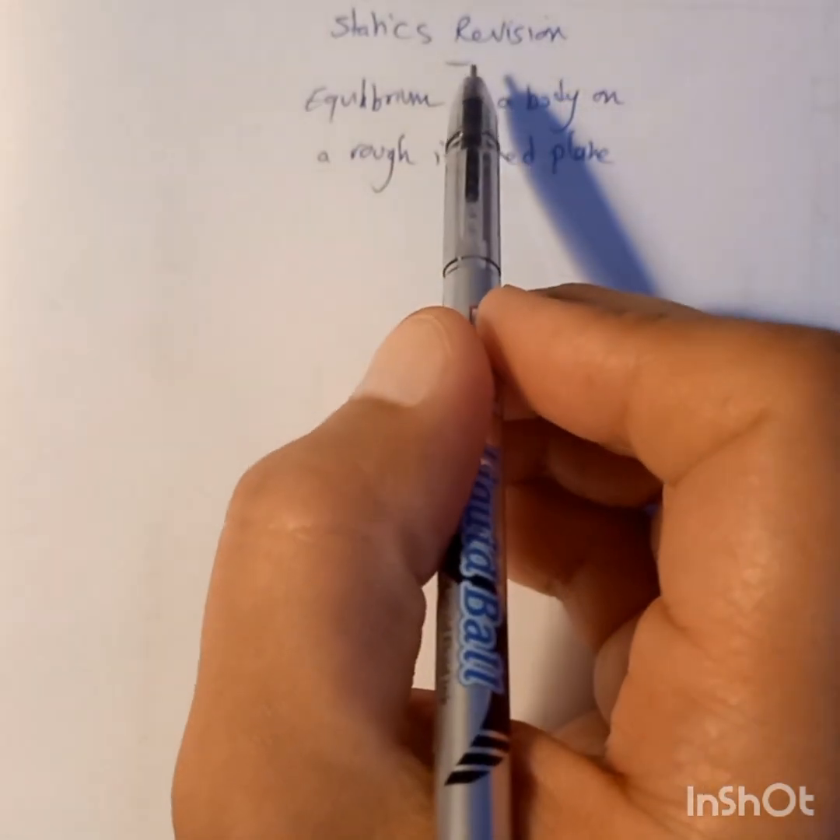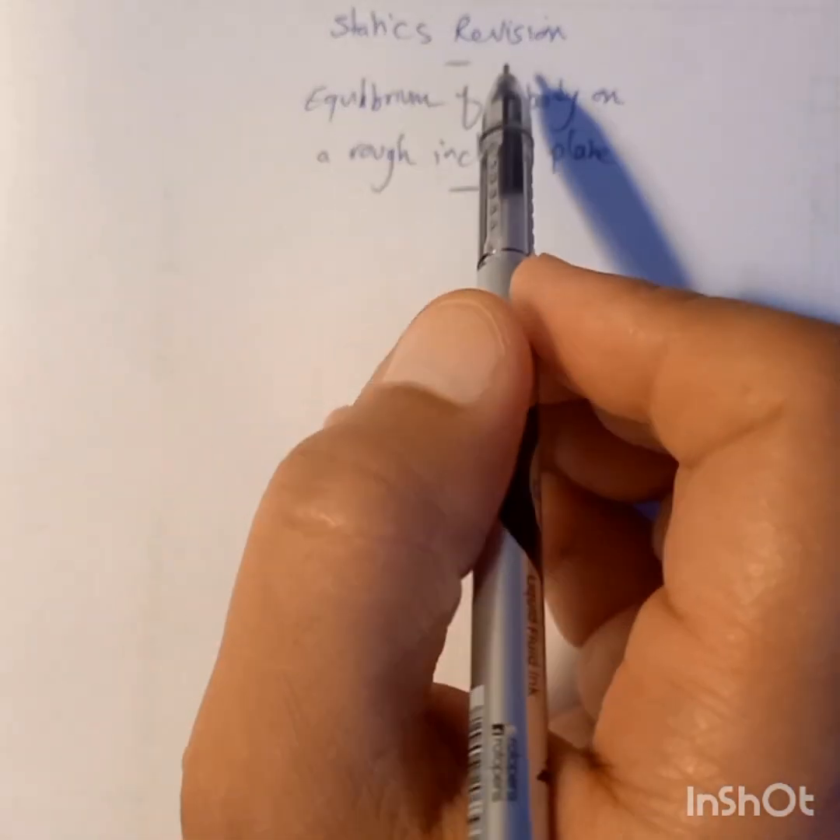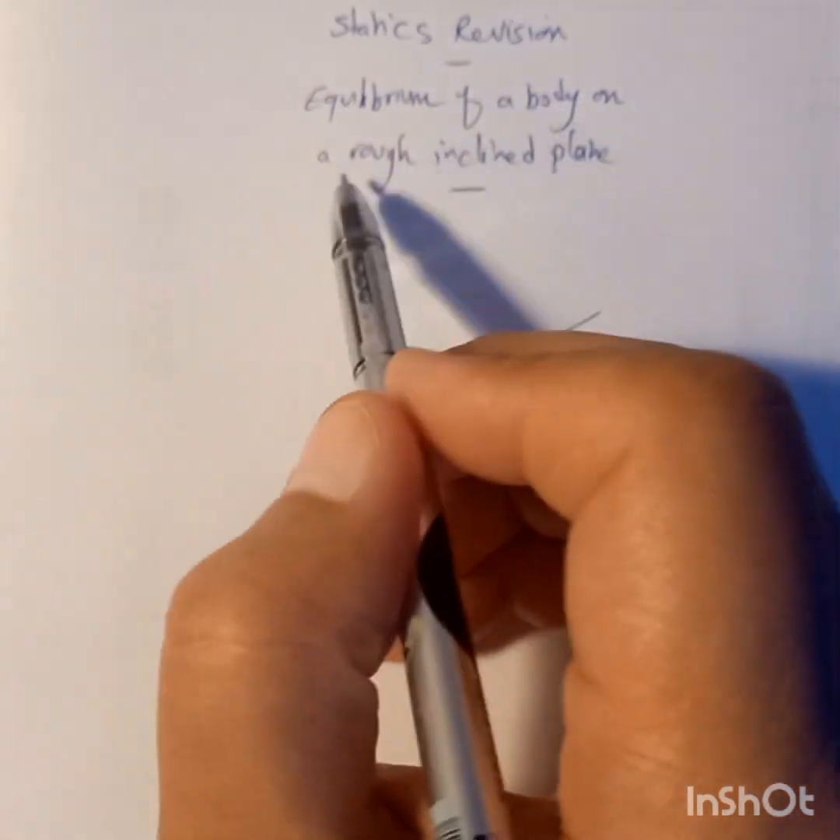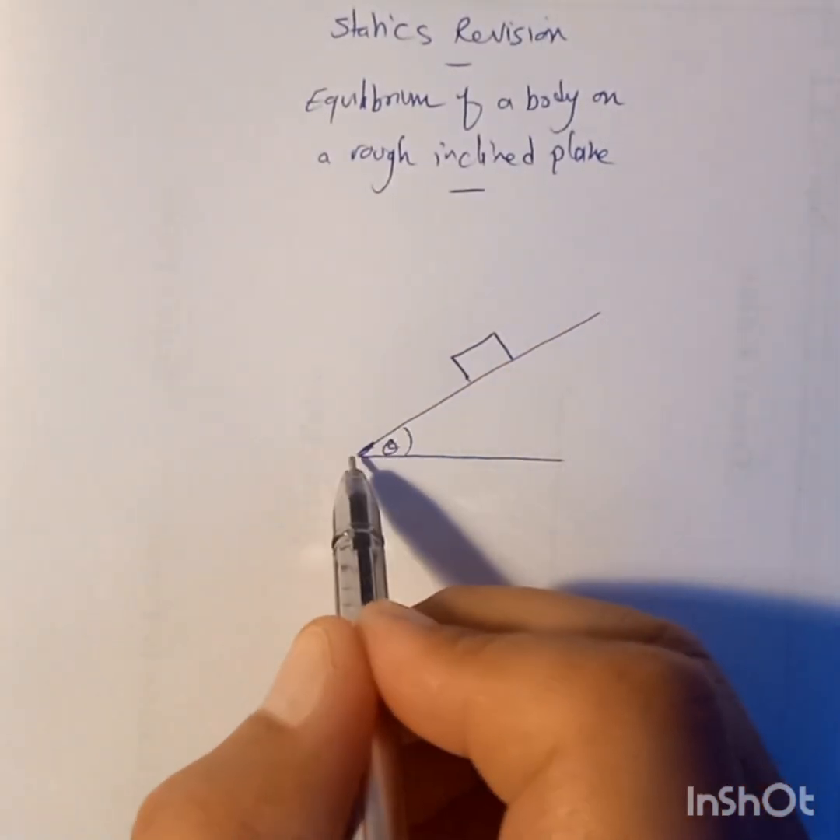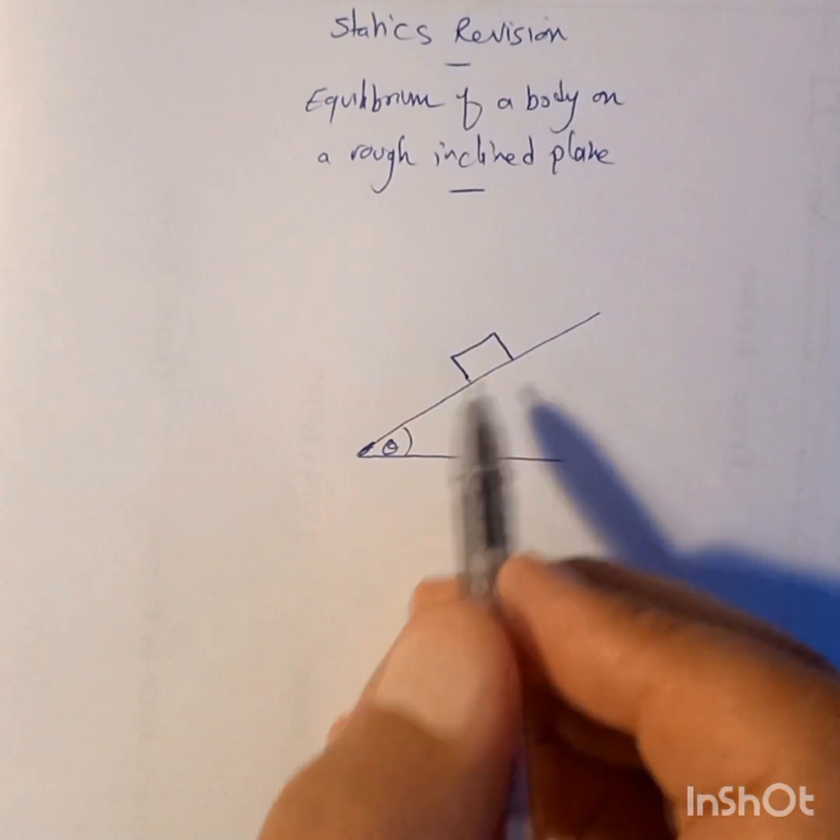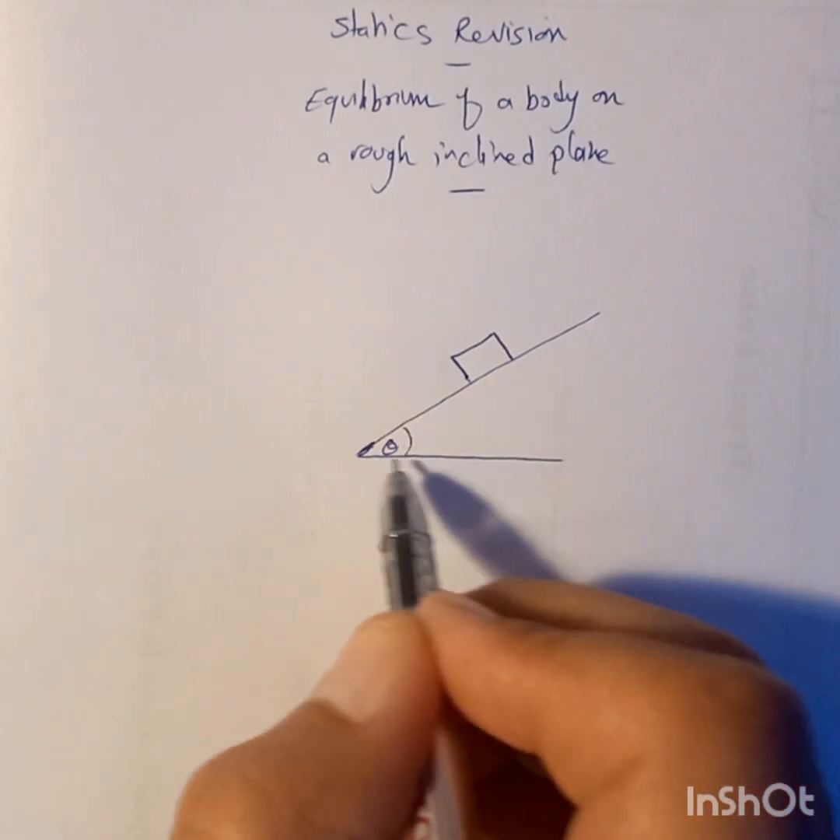Bismillahirrahmanirrahim. Now we're going to continue our statics revision. Equilibrium of a body on a rough inclined plane. You have this rough inclined plane, and the inclination angle of this plane with the horizontal is theta.